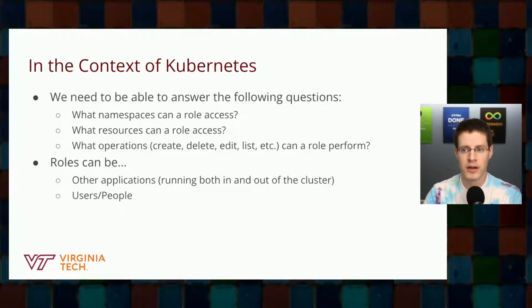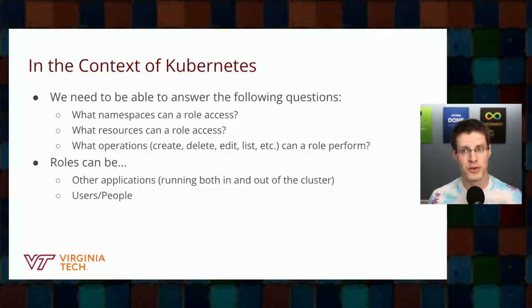If I'm running multiple applications for multiple teams, I may want to say, hey, team A, you have access to namespace A, but you can't access namespace B. So how do we do that? What resources can a role access? Should you be able to access all the resources or just a subset of them? What operations can you perform on them?